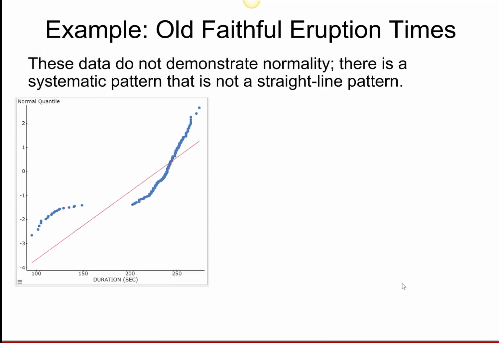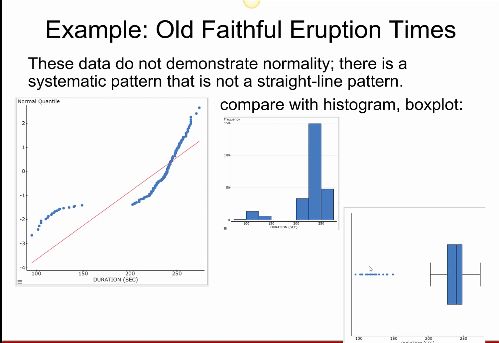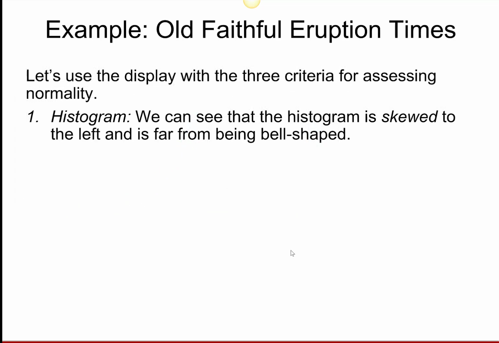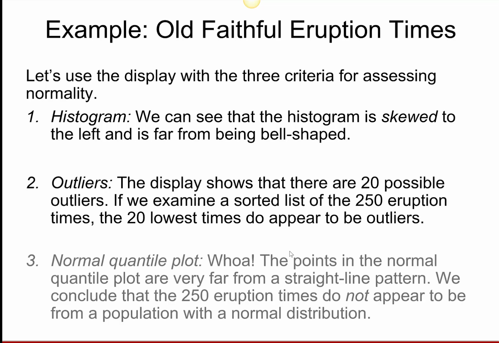If I go back and do a histogram, I notice there are actually two groupings in that, and there's the box plot. So this is not a normal distribution. It actually looks like it's being pulled from two different populations. We can see that the histogram is skewed to the left and far from being bell-shaped. There are many outliers. The points in the normal quantile plot are far from a straight line. We conclude the 250 eruption times do not appear to come from a population with a normal distribution.